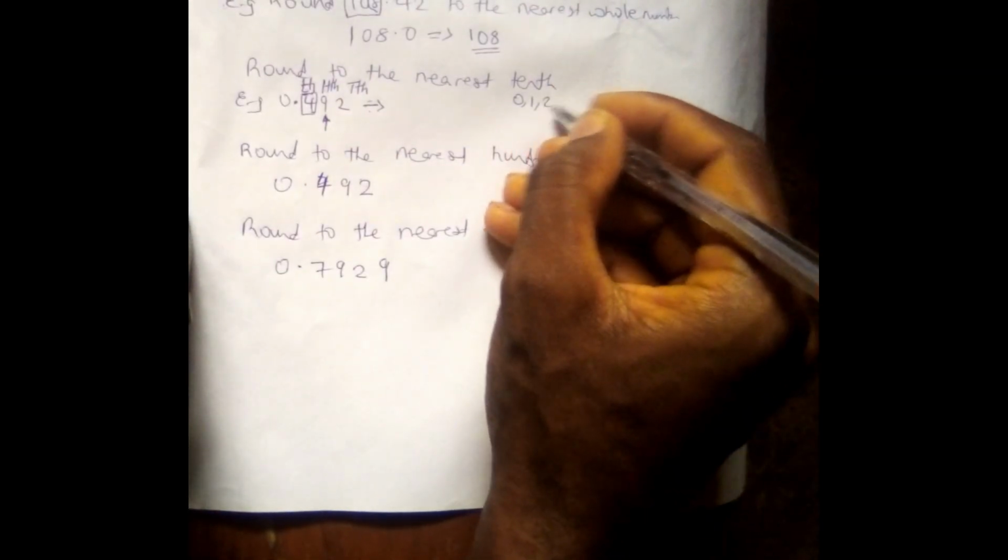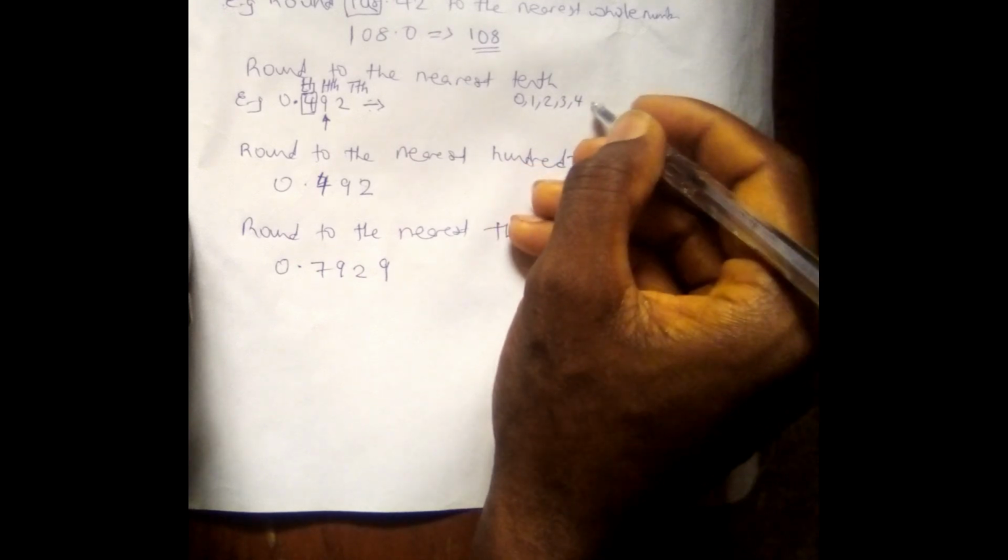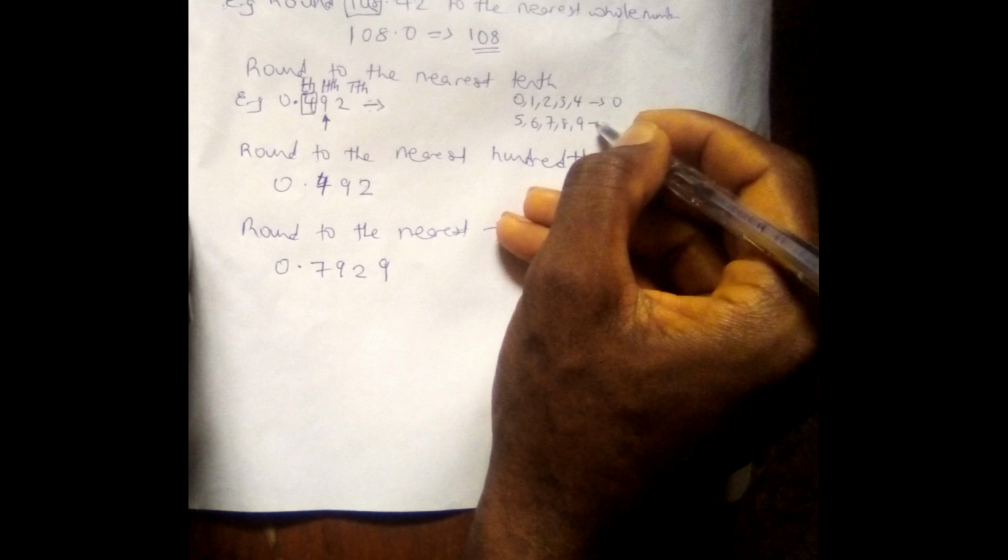And what will make 4 change is the number beside it, which is 9, and 9 falls in the, let's write the categories down. 0, 1, 2, 3, 4. You round down to 0. 5, 6, 7, 8, 9. You round up to 0, and 1 is added to the next number. So 9 falls in this category. So we'll write 0 in the position of 9 and add 1 to the 4. So 1 plus 4 is 5, decimal 0.